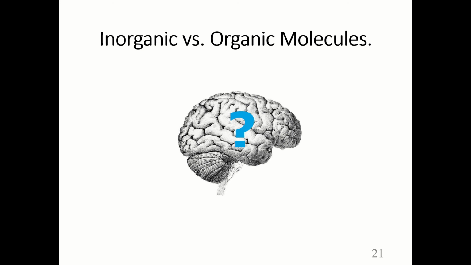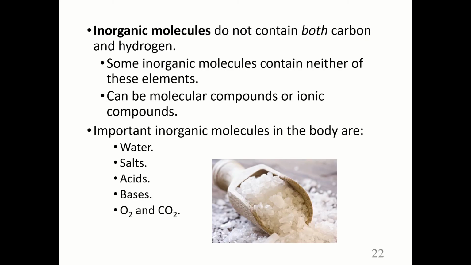All right, now let's start putting all of this together and looking at molecules that are going to be found within our body. So inorganic molecules do not contain both carbon and hydrogen. Some inorganic molecules contain neither of these elements. They won't have carbon or hydrogen. Inorganic molecules can be molecular compounds or ionic compounds. Important inorganic molecules in the body are water, salts, acids, bases, and gases such as oxygen and carbon dioxide.